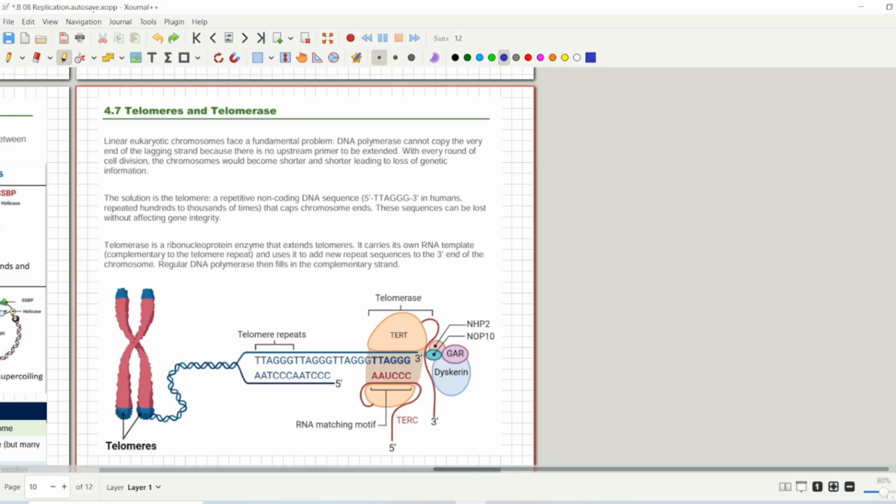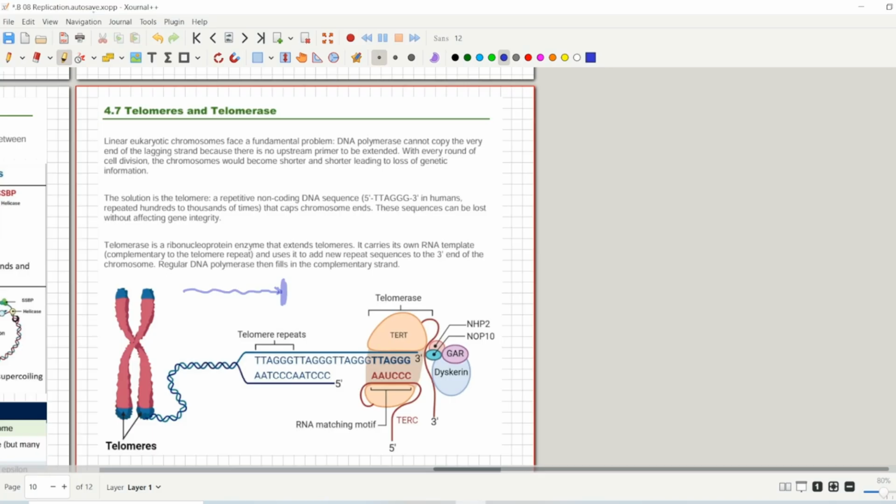As you can see here, it actually ends the chromosome. For example, you are going continuously, and telomere is the place where the chromosome will actually end. So telomere is the place where the chromosome sequence ends. It will cap the chromosome ends, and this sequence cannot be lost without affecting the gene integrity.